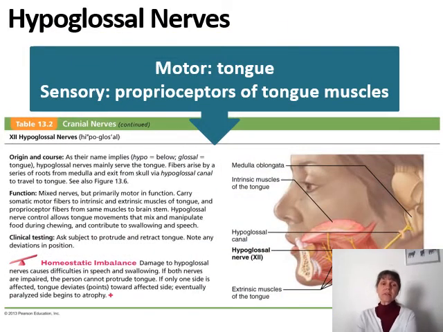This takes us to cranial nerve 12, which is the hypoglossal nerve. The hypoglossal nerve is going to be motor to the tongue, so moving the tongue around, and also sensory for proprioceptors to the tongue muscles.